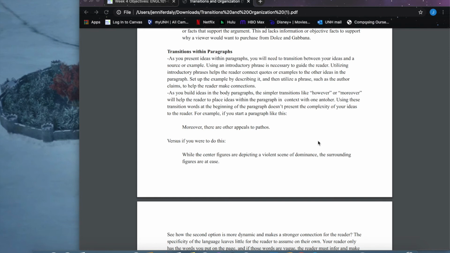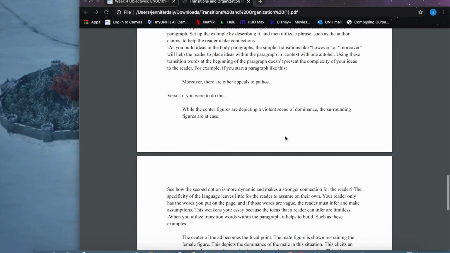They also help you to build up the ideas in the body paragraphs because they help the reader to make connections, right? We could have a sentence like, there are other appeals to pathos. There is also the violence and dominance, okay? Or we could utilize stronger transitions, if we combine those sentences and utilize something like however or moreover, this is going to help to build for your reader and guide your reader, okay? Moreover, there are other appeals to pathos, okay? Yeah, simple transition, okay? We've got our transitionary word here that's connecting to the previous idea, saying, hey, still on the same path, but I'm adding something else to the conversation.